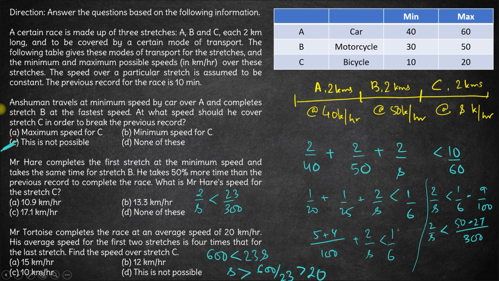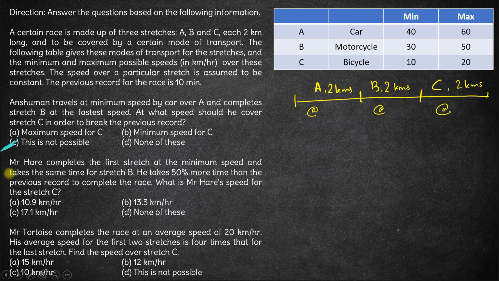This is not possible. Now coming to the next question, we have Mr. Hare completes the first stretch at a minimum speed. So the first stretch minimum speed is 40. So the first stretch A is covered at 40 kilometers per hour.